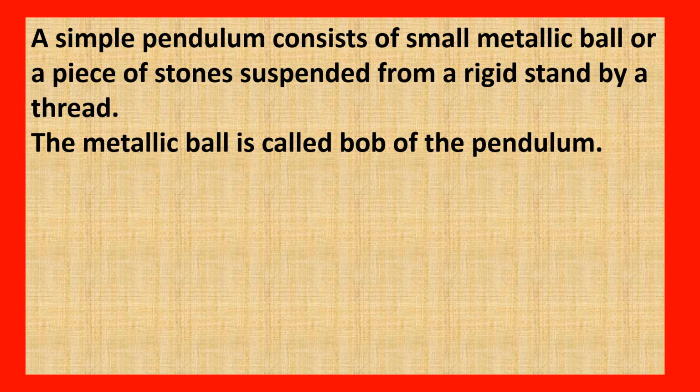And if we talk about the Earth's orbit around the sun and the moon's orbit around the Earth, they are also examples of periodic motion. So these are the examples of periodic motion.